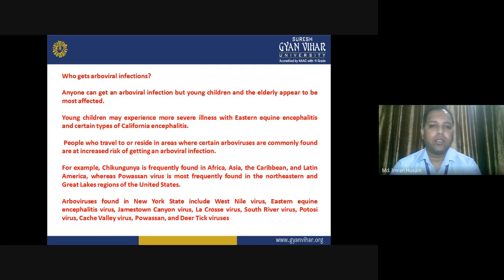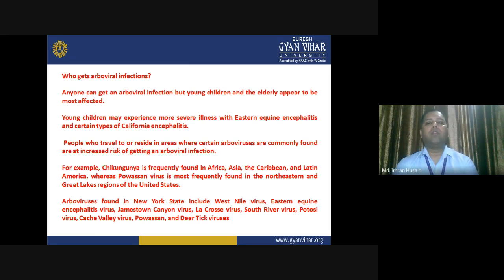So, who gets arboviral infection, especially? Anyone can get arboviral infection, but young children and elderly appear to be most affected. Young children may experience more severe illness with East equine encephalitis and certain types of California encephalitis. So, this infection gets severe among the population that is immunocompromised.